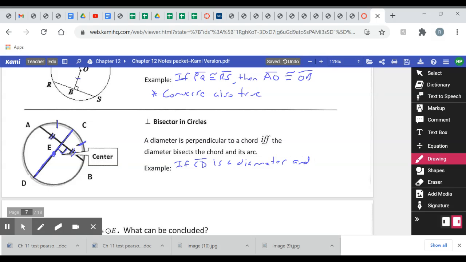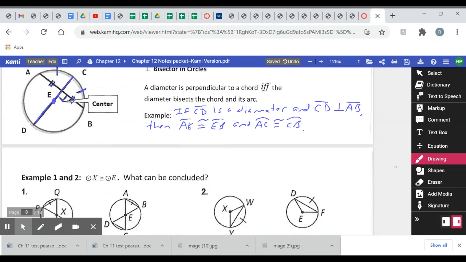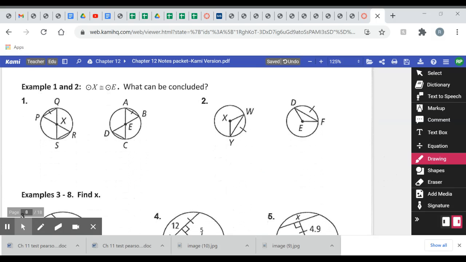Okay, so again, the specific example I can say here is if segment CD is a diameter and CD, that diameter, is perpendicular to AB, then segment AE is congruent to segment EB, so both pieces of that chord, and arc AC must be congruent to arc CB. Okay. All right, so that's it for the properties. Now we're going to use some of those to solve on the next page.